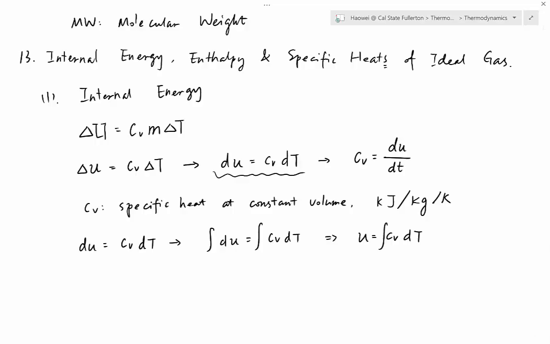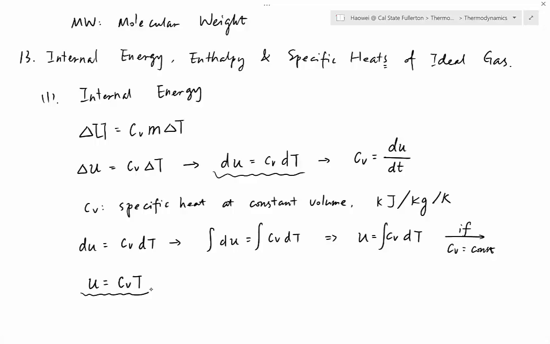If your CV is a constant, what's going to happen in this equation? If CV is a constant, lowercase u will just become, since you can take CV out of the integral sign, and what is left is just temperature. If CV is constant, you can calculate u by using this equation, CV times T.